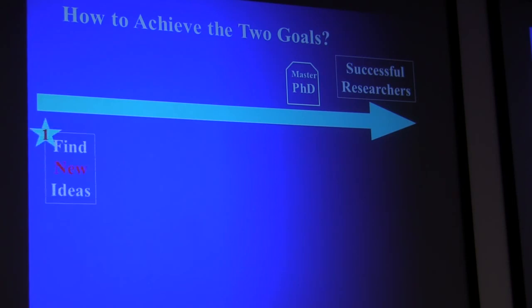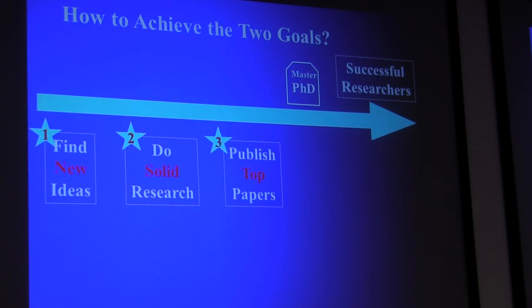One is called find new ideas. You need to have new ideas because you must find something novel. The second step is do solid research, so you want to confirm your idea. And the third step is publish papers, right? As we said earlier, you have to publish peer-reviewed papers in order for other people to know your research.